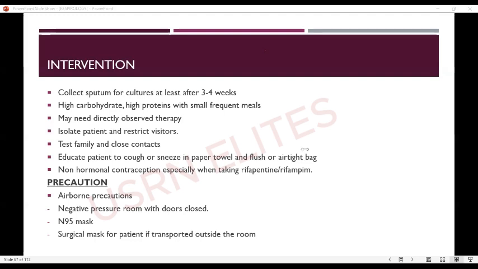So collect sputum for culture. I have a question here. On the NCLEX, when it comes to sputum collections, one thing you should know is that you never touch the inside of the sputum container. Once you touch the inside, it becomes contaminated. It will give you a false result. Never touch the inside.